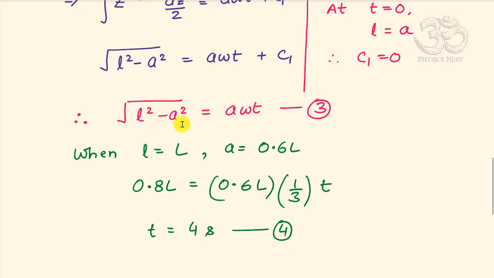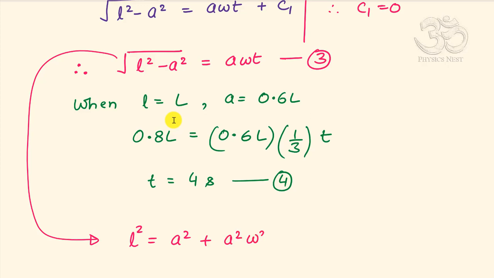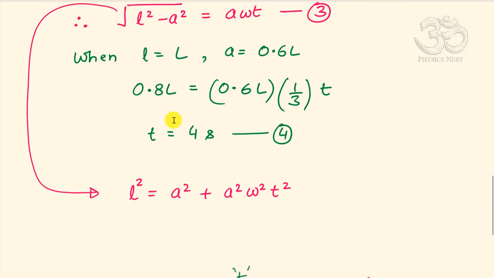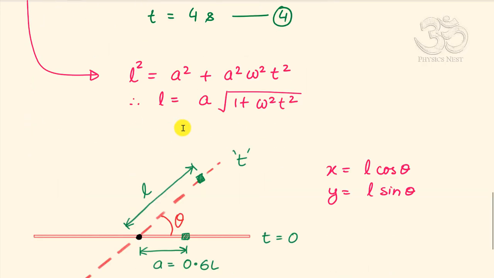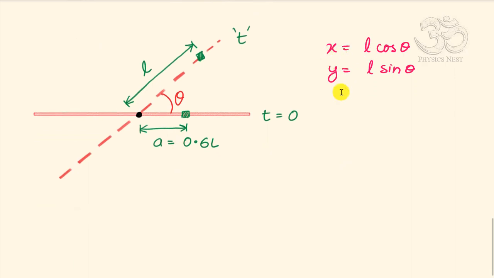If you rearrange that equation, L squared will be a squared plus a squared omega squared t squared, squaring both sides and taking a squared to the other side. And so L will simply be a times the square root of 1 plus omega squared t squared. So L is a variable and theta is of course going to be a variable. How are we going to solve this? How are we going to get the values of x and y?